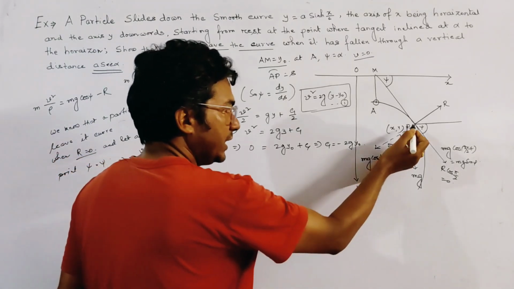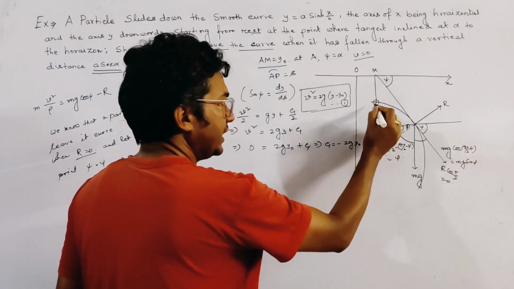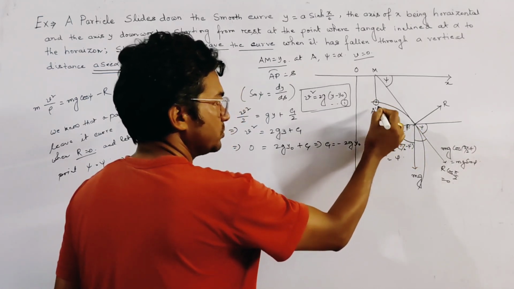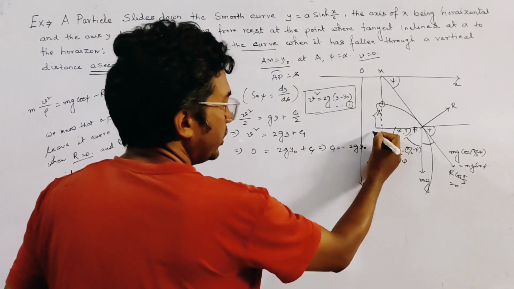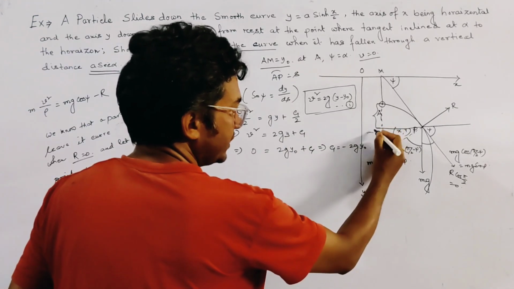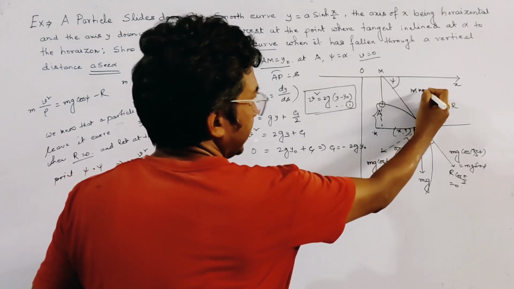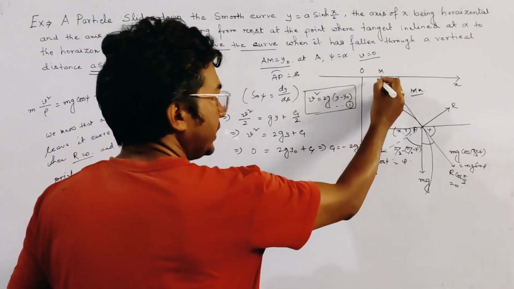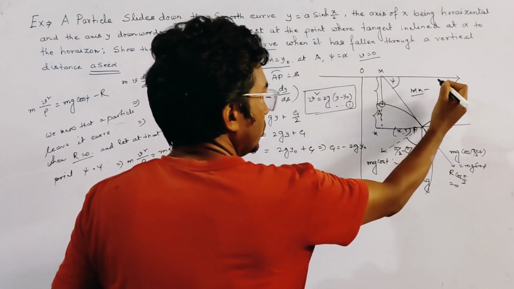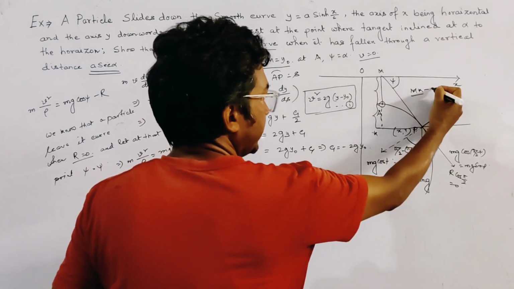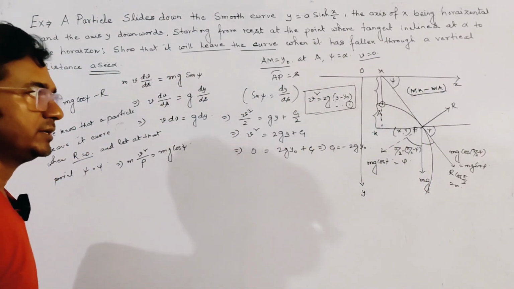And if the particle leaves from this point, then we have to find the vertical distance from A to this point. This distance we have to find out. If we name this point as K, then we have to find the value of MK. And also we let here the value of MA is y0. So our required result is MK minus MA. We have to find this quantity, right?